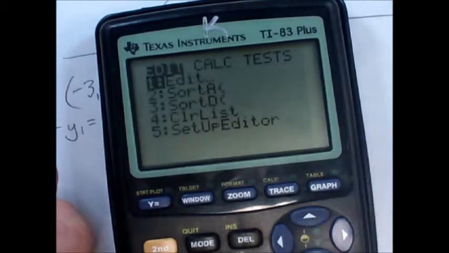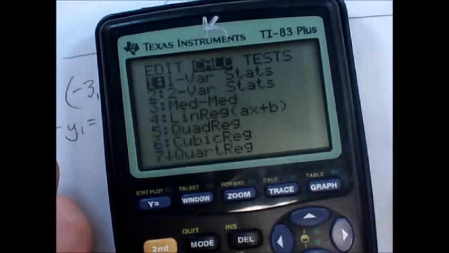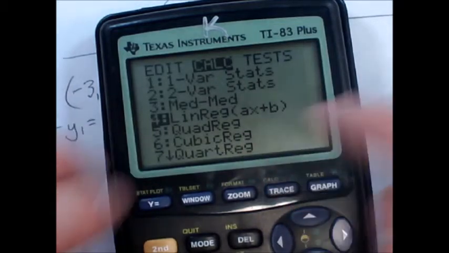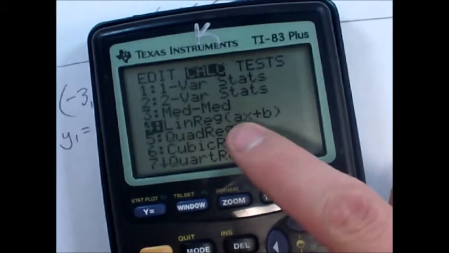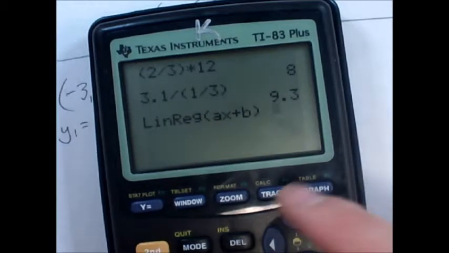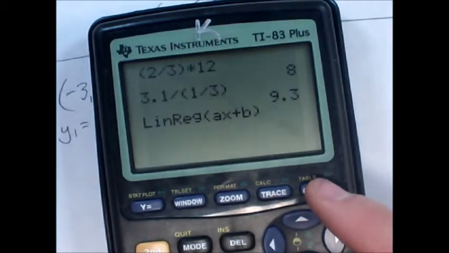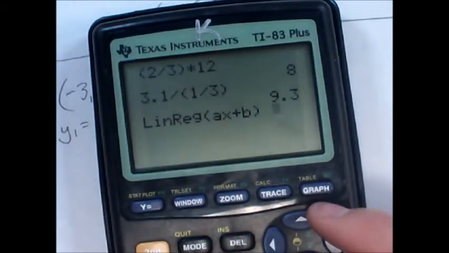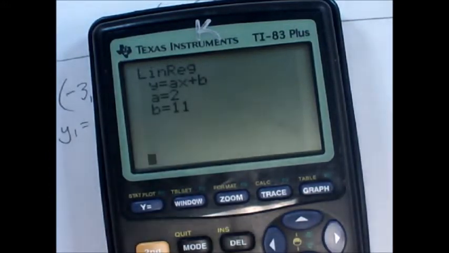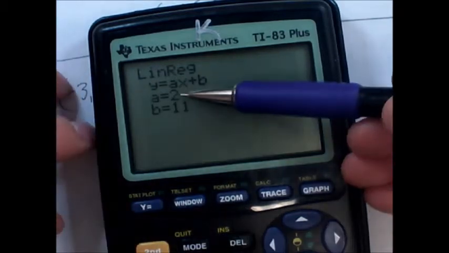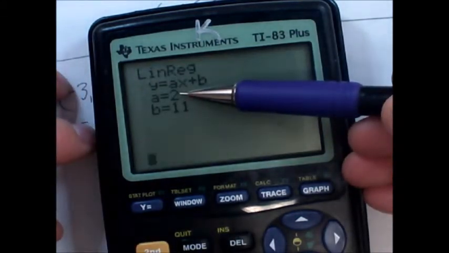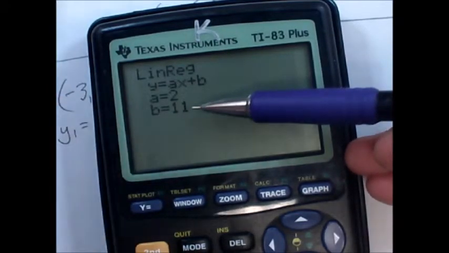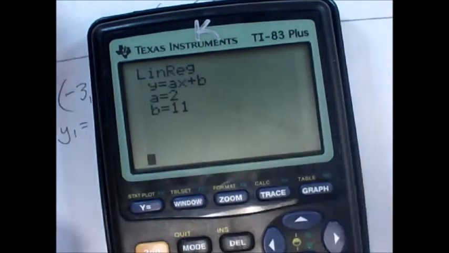Hit Stat again. Go over to Calc. We're going to do linear regression. See, it's an ax plus b. The a will be our slope. If we press that, it'll ask you what you want for your x and your y. List 1 is your x's. List 2 is your y's. And it spits out what your slope is. My slope here is 2. My intercept is 11.